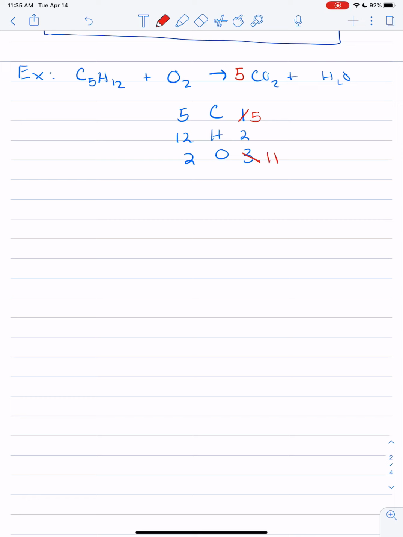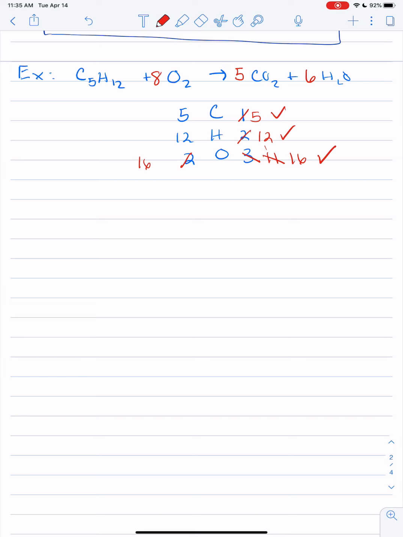All right, now let's do our hydrogen. We have 12 on the left, 2 on the right, so we have to multiply by 6. 6 times 2 is 12, and our hydrogen is done. But now it changes our oxygen. So we have 5 times 2 is 10, plus 6 is 16 oxygen, and 2 on the left. Now, 2 times what gives you 16? That's going to be an 8. That is a whole number. So now we have 16, and we are balanced.